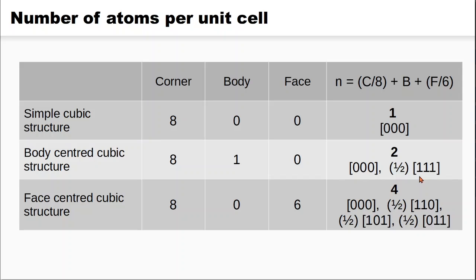Finally, the face-centered cubic structure has four atoms, one at the origin and one at the center of each of the three cube faces that run through the origin. Since the face centers are at half the face diagonals, their locations are given using fractional coordinates, with the position vectors 1/2, 1/2, 0; 1/2, 0, 1/2; and 0, 1/2, 1/2.